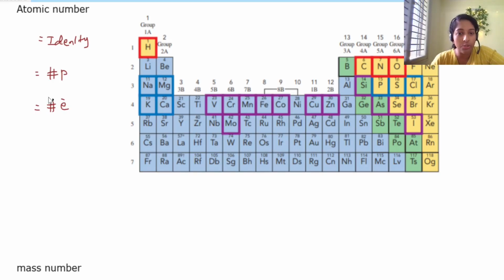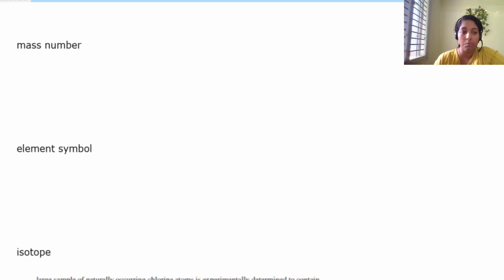If the atom gets charged, it is no longer an atom, then we call it an ion. Okay, so I don't want there to be any confusion. Atomic number is equal to the number of protons, which is equal to the number of electrons in an atom. Okay, right. Then the second thing is mass number.